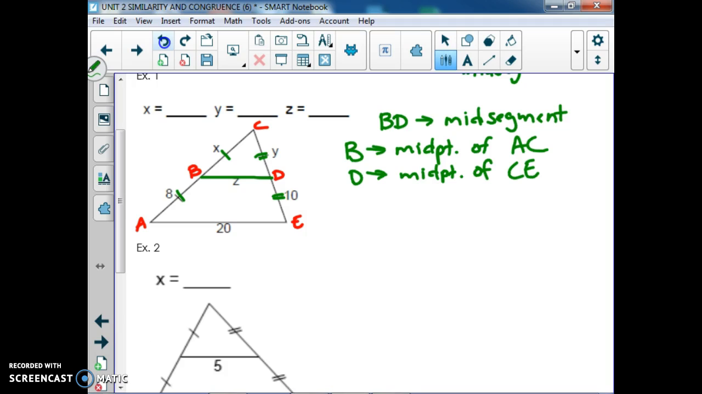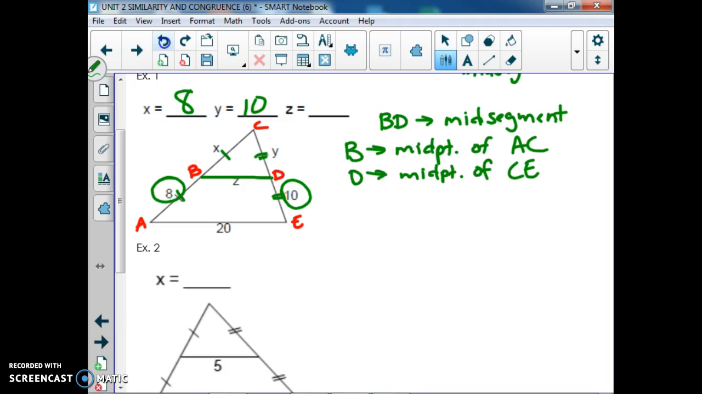All right. Now we can use all of this information to find the value of x, y, and z. First, let's look at x. X is on the side BC, and it's congruent to AB. So if AB is 8, then x also has to be 8. Same thing for y. It's congruent to the segment DE. So if DE is 10, then y also has to be 10.